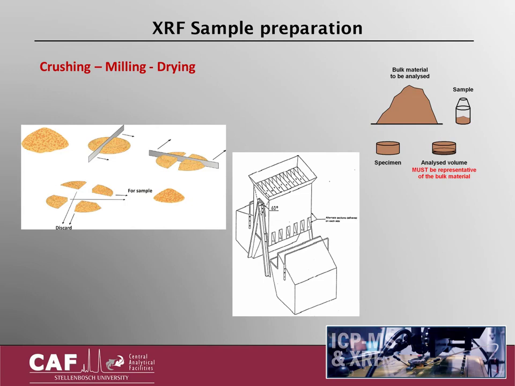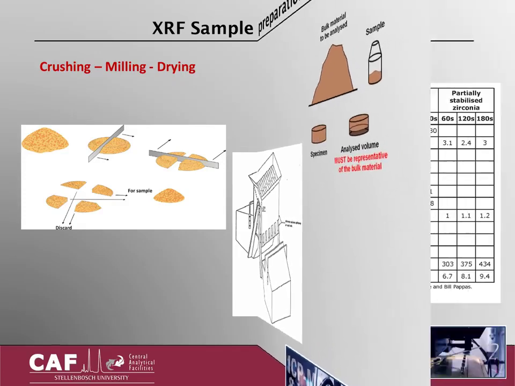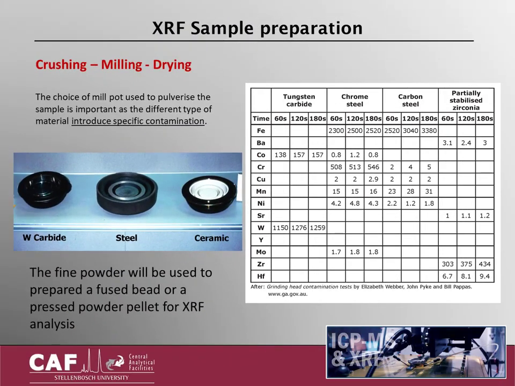Similar to the jaw crusher, the mill pot also undergoes a rigorous cleaning procedure before and after milling of the sample to avoid any contamination. Mill pots are made from different material such as tungsten carbide, chrome steel, carbon steel or ceramic. The choice of mill pot can introduce certain contaminants. It is very important to know what type of mill pot is being used during the preparation. Always inquire about this, especially when sending samples away to a lab for preparation.